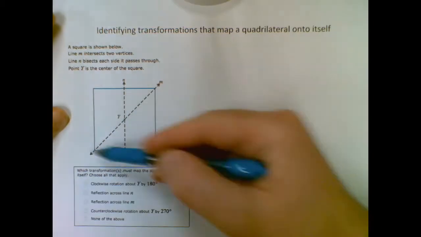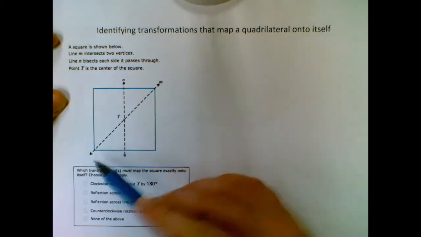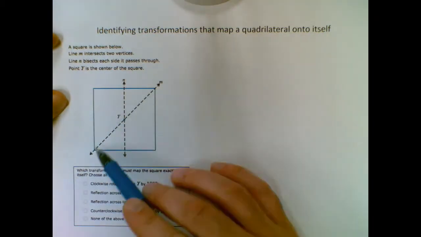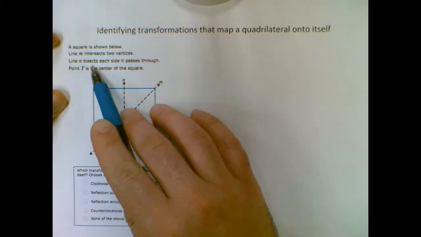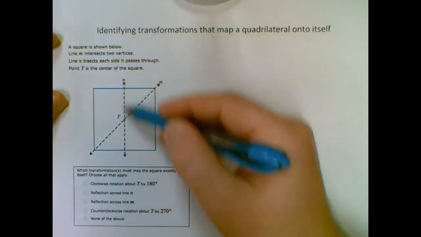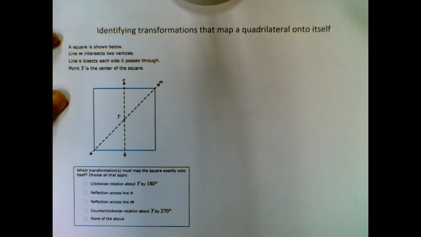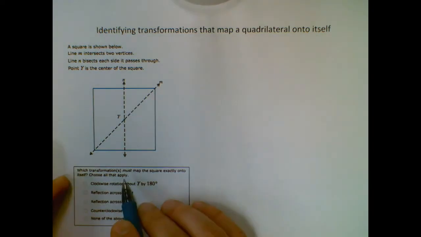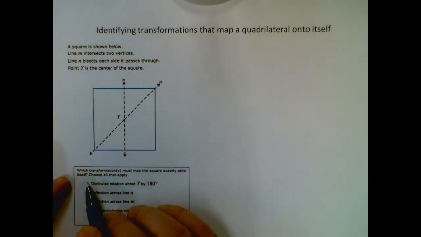Today we're going to be looking at the ALEKS topic, identifying transformations that map a quadrilateral onto itself. So in this case we have a square. M intersects two vertices, so it's going through those corners there. M bisects each side it passes through, so it's perfectly in the middle of those two sides. And Y is the center of the square. Cool. So which transformations must map the square exactly onto itself?